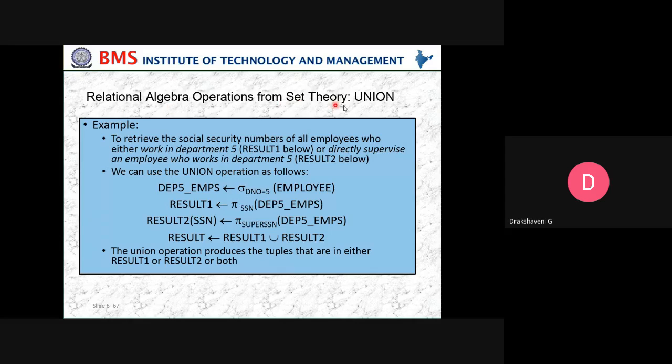Relational algebra operation from set theory, that is union, to retrieve the social security number of all employees who either work in department 5, result 1 below, or directly supervise an employee who works in department 5, result 2 below. We can use the union operation as follows. Department 5 employees: select department number equal to 5 from the employee, then project SSN into result 1. The same way, store only the supervisors of those employees in result 2. Then combine both: result equals result 1 union result 2. The union operation produces the tuples that are either in result 1 or result 2 or both.